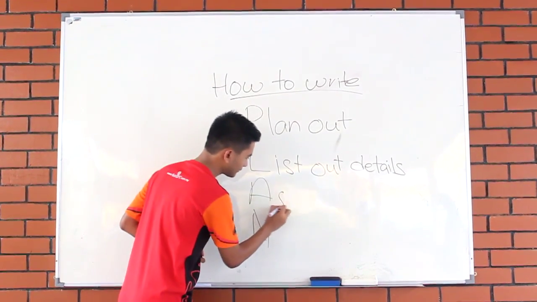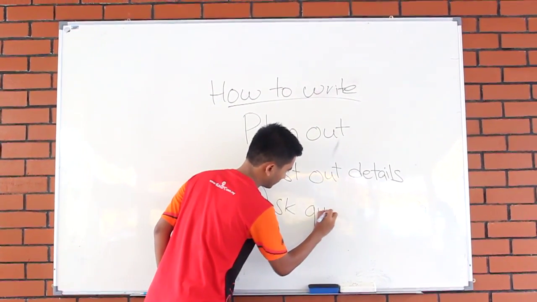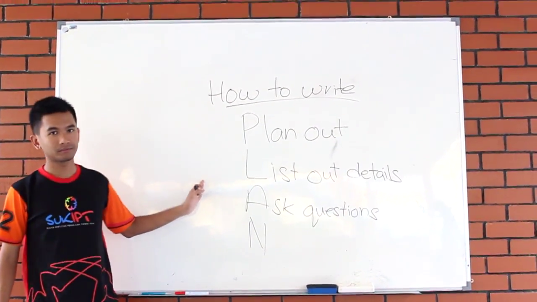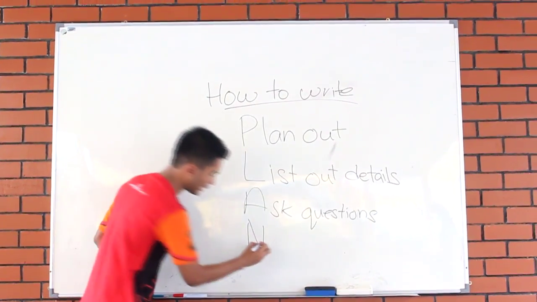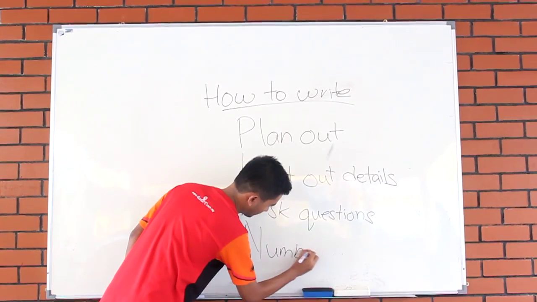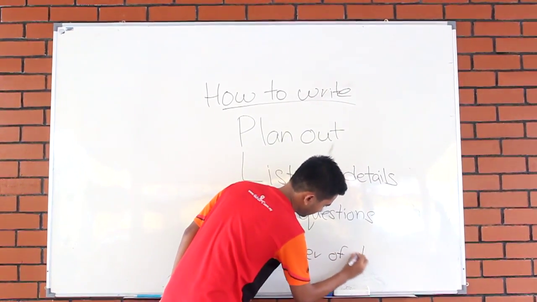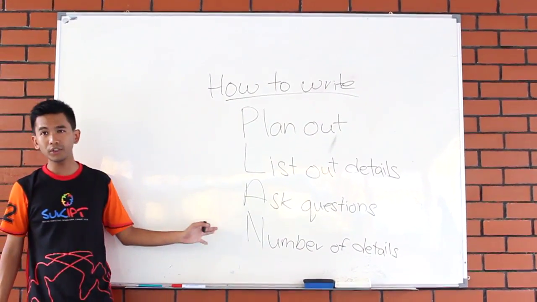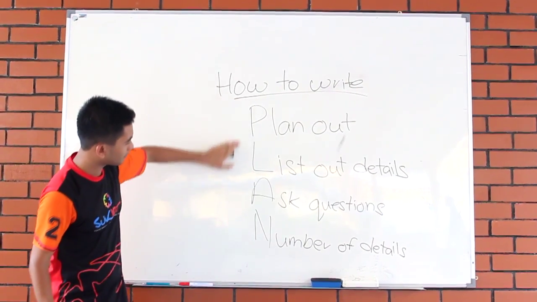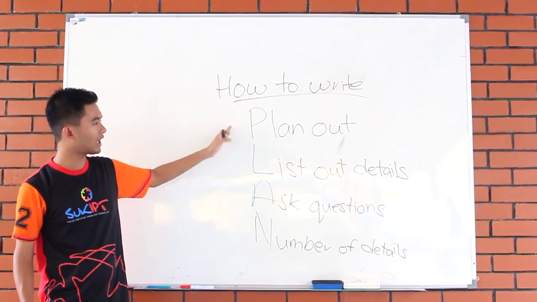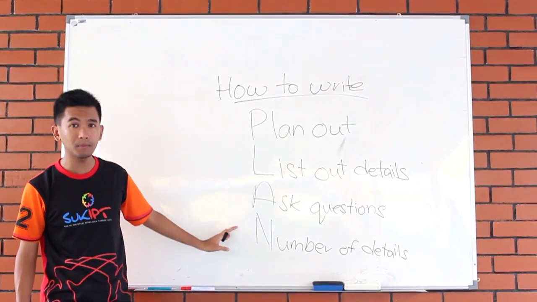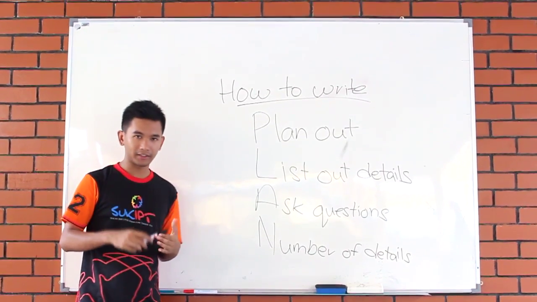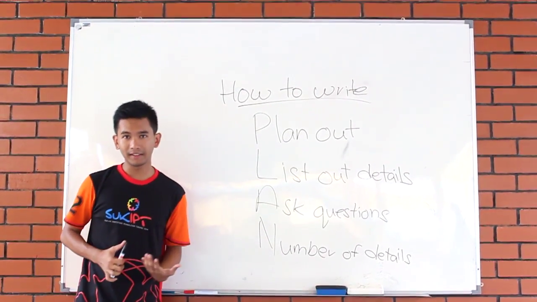For A, ask questions to put in the essay, and finally N, number of details to put in the essay. So the students only need to memorize PLAN, which stands for plan out, list of details, ask questions, and also number of details they want to put in their essay. And we can help the students to memorize so they can know how to write an essay better.